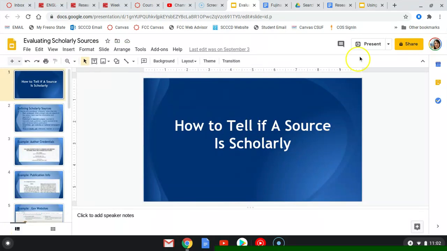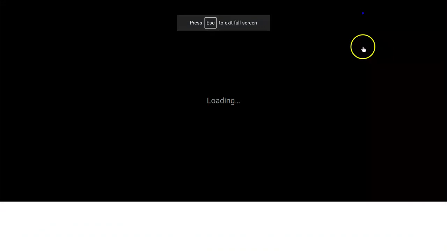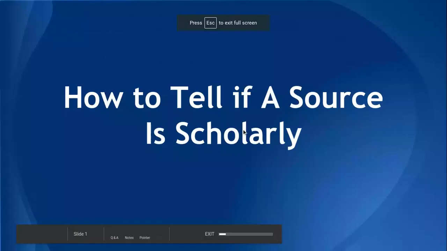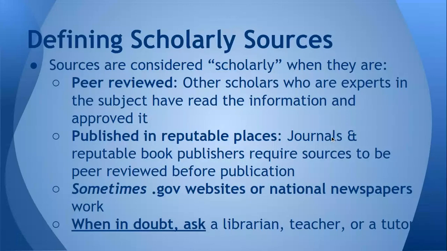Hi, everybody. So this presentation is going to help you with evaluating scholarly sources. For different assignments in class, you'll be asked to use scholarly sources, or to use sources in general, to help support your claims, to help support your essays, and so on. So we're going to go over how to tell if a source is scholarly.